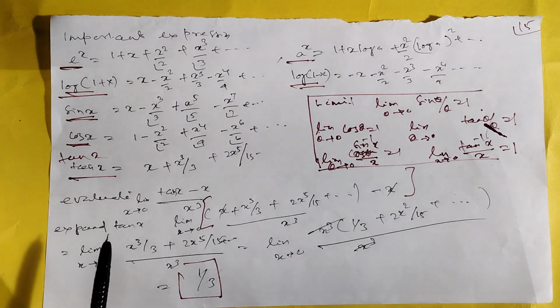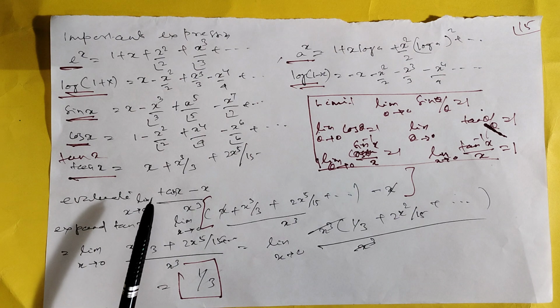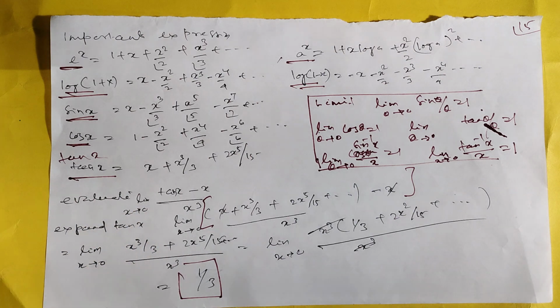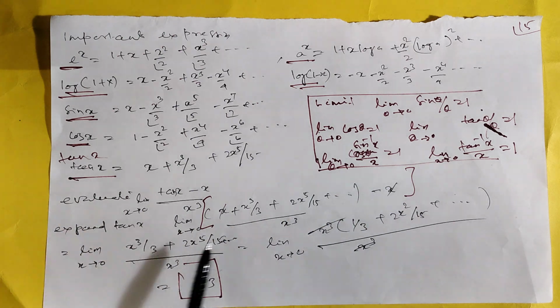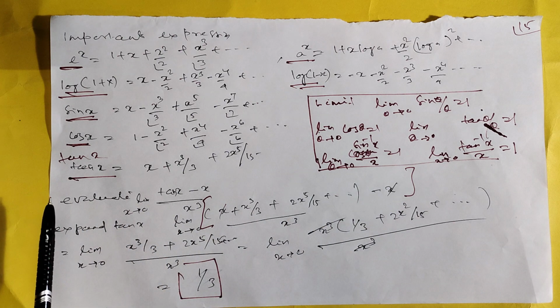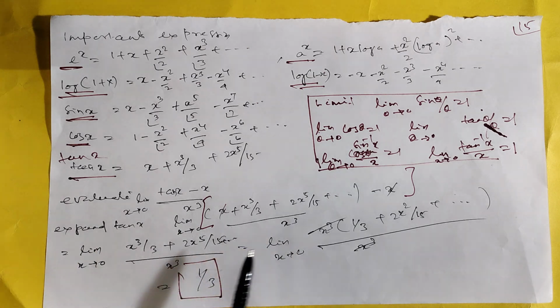Evaluate limit x tends to 0, (tan x minus x) divided by x cube. If you do not know the tan x expansion, you cannot do it. The tan expansion is x plus x cube by 3 plus 2x to the fifth by 15 and so on. Here what happened? Minus x, this plus x and this minus x cancel. Automatically x cube is common, take a common factor from the numerator. The denominator x cube is there, it is cancelled. Automatically the answer will come 1 by 3. With this, the presentation is complete.